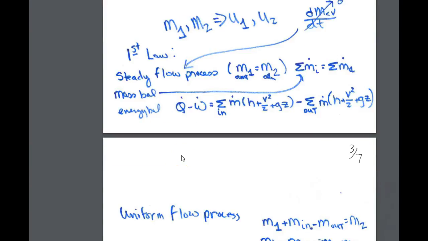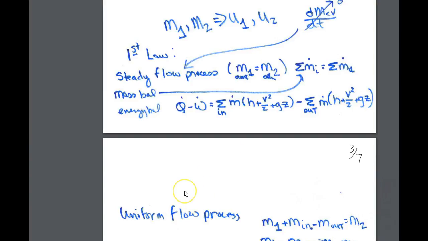So what is the difference between a steady flow process and a uniform process? Well, they're just special cases of any type of a process. But specifically, a steady flow process is a process in which the amount of mass in the system at time 1 is the same as the amount of mass in the system at time 2.